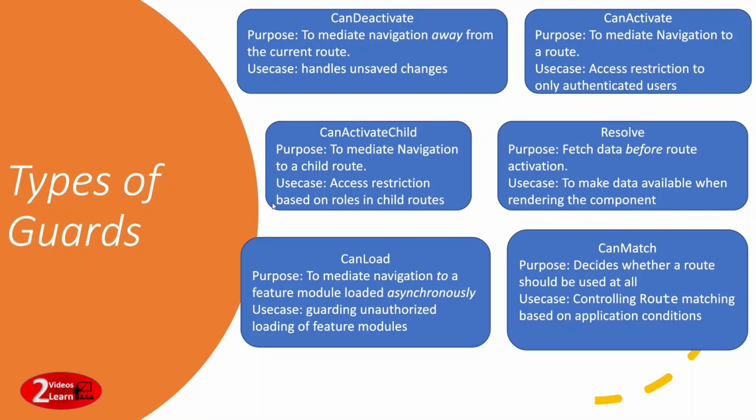Then we have a canMatch guard. The purpose is to decide whether a route should be used at all. The use case is that we have to control the route matching based on the application conditions. In that case, we can use the canMatch guard.